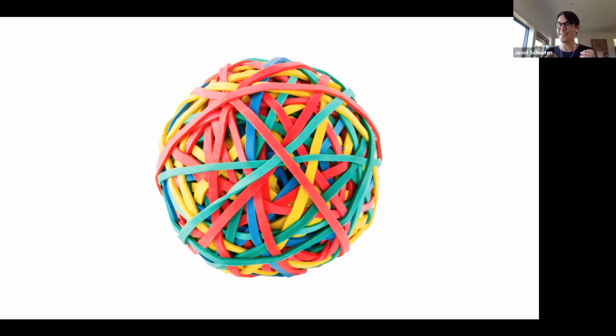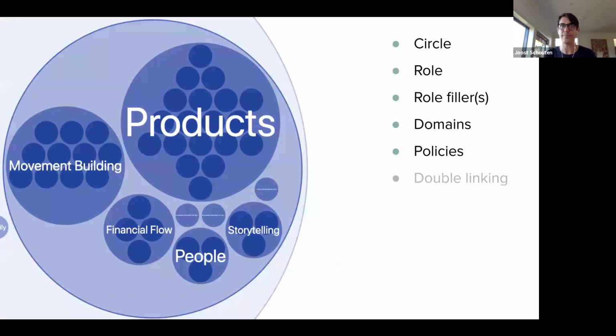Once you've surfaced the tension, how do you act on that? There are a couple of tools and a couple of ways to do that. One of them is governance, and that's what I want to highlight here. Governance is, simply put, the agreements we have together. That's the simplest definition I can give to governance.